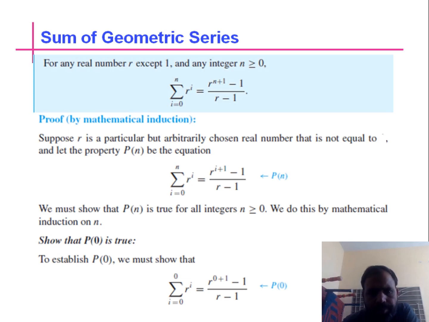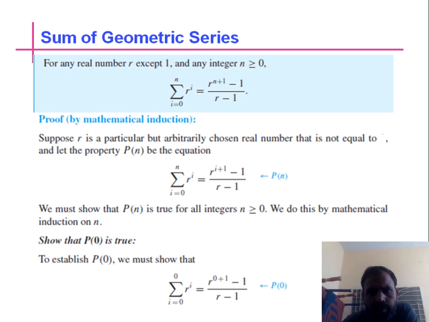Sum of geometric series. For any real number r except 1, for any integer n greater or equal to 0, the summation of r^i, i varying from 0 to n, equals (r^(n+1) minus 1) over (r minus 1). We prove it by mathematical induction, as we discussed in the previous slide also. Suppose r is a particular but arbitrarily chosen real number that is not equal to 1, and let the property p of n be the equation summation r^i, i varies from 0 to n, equals (r^(n+1) minus 1) over (r minus 1). We must show that p of n is true for all integers n greater or equal to 0. We do this by mathematical induction on n.